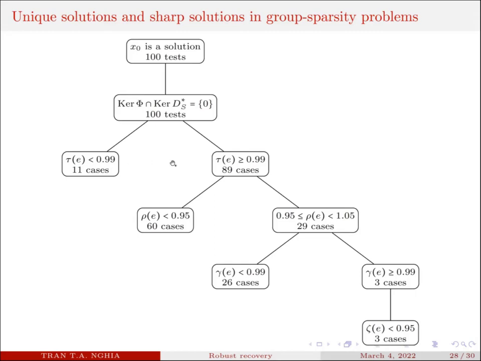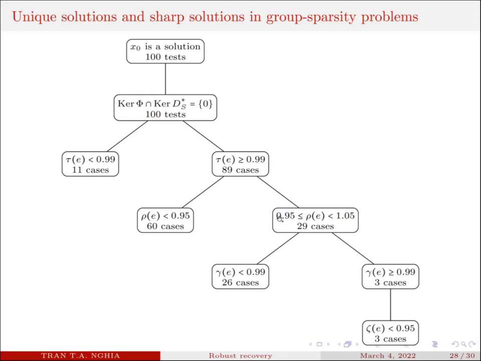The other case, 89 cases, right? Then we test rho E. Rho E gives us a lot of cases. That is 60 cases, where rho is more than 0.95. But the error here is very big, because you are solving an optimization problem and we need to put the error a little bit bigger. So we have 60 cases like this one.